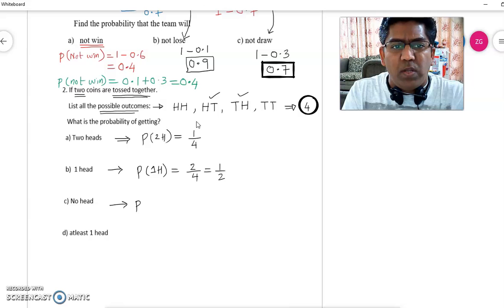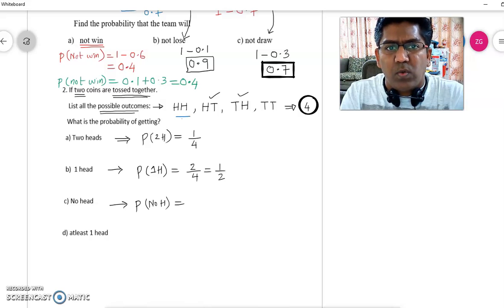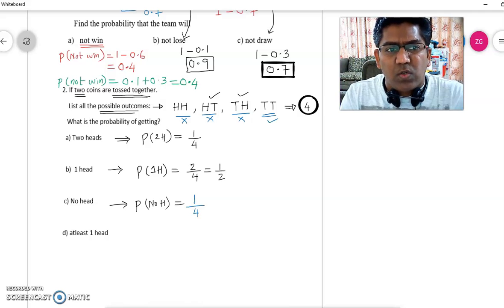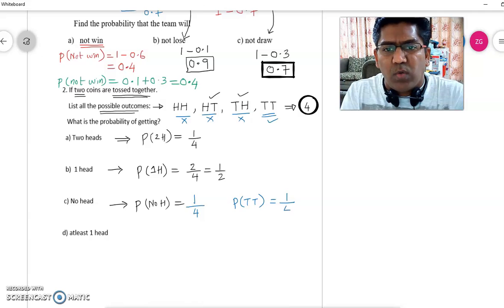Next one, the probability of no head. So you don't want head at all. If you see the first option, you have 2 heads. The second option has 1 head. You don't want this one, you don't want the second one, you don't want the third one. You don't want heads at all. So you're left with only one option, which is tails and tails. So only one possibility is there where you don't get head. So the probability is 1 upon 4. The same question you can change to: no head means it is both tails. So if I ask you what is the probability of both tails, the answer will be the same. The probability of both tails is 1 possibility out of 4.